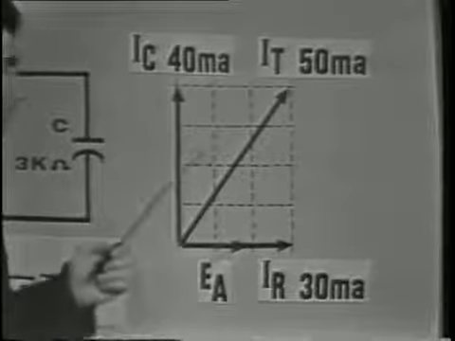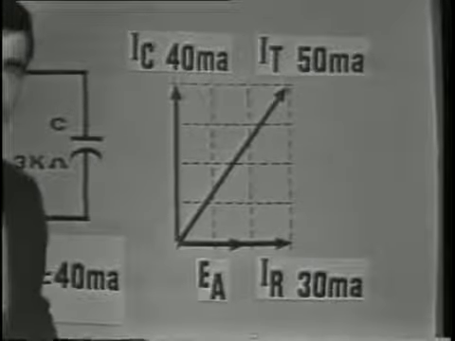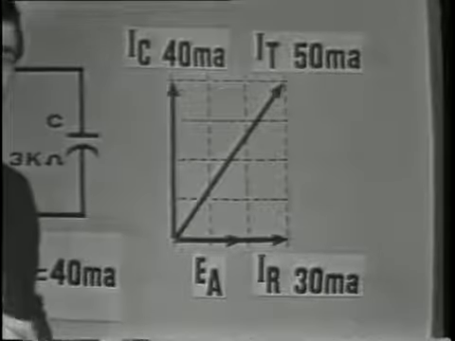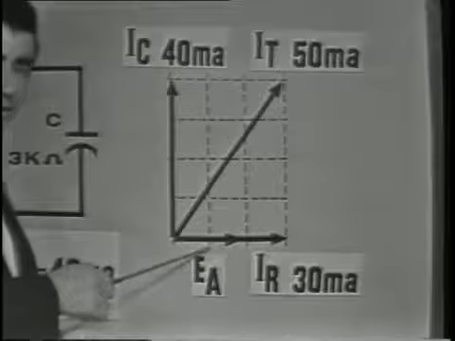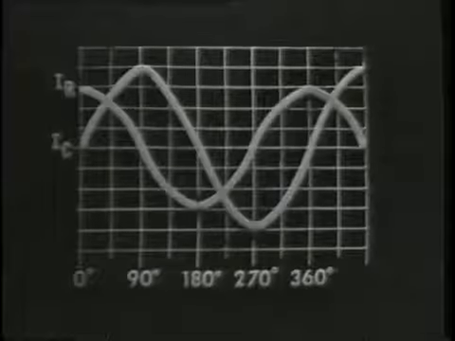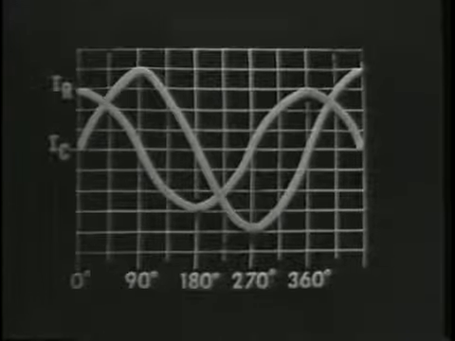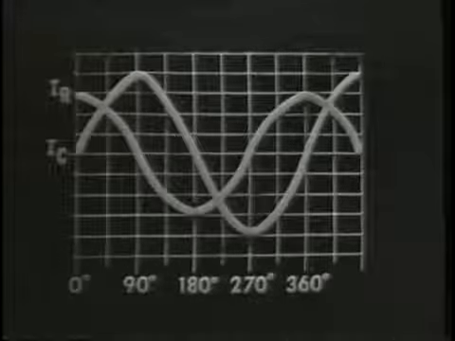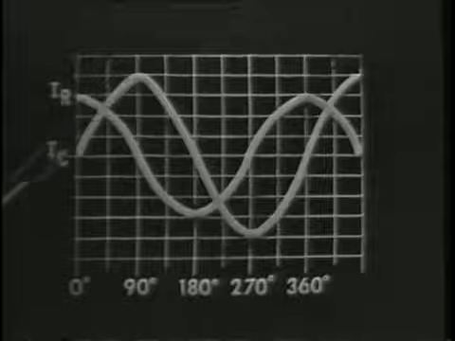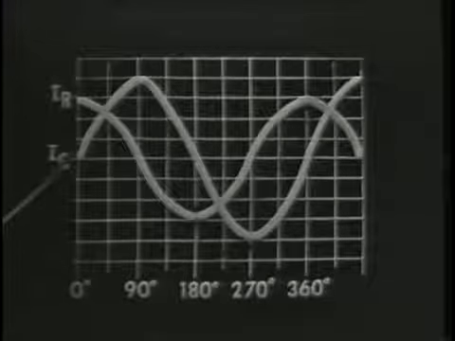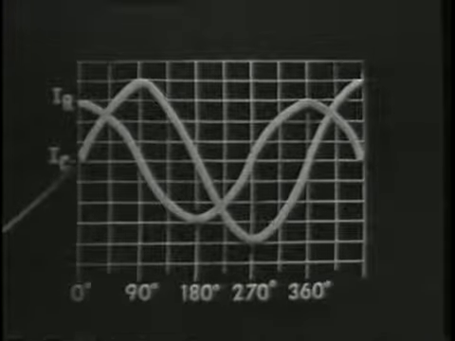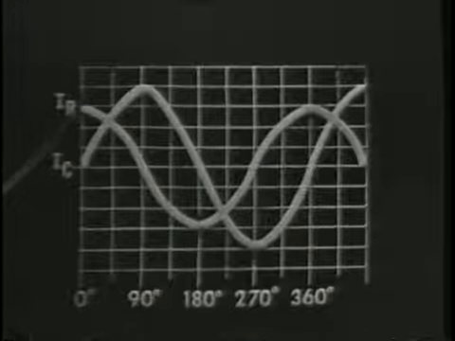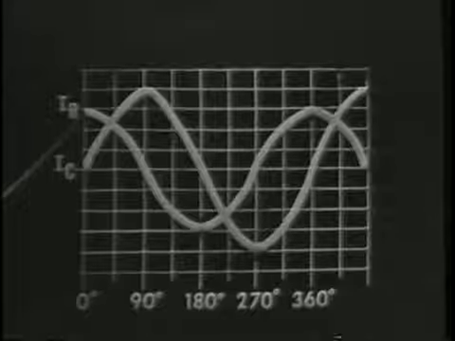Now the reason these two currents cannot be added together is because they don't occur at the same time. We know that IC and IR are 90 degrees apart. And if we plot the waveforms of these two currents, we will see that the sum, or the resultant current, will be greater than either of them, but less than the arithmetical sum. For example, at 0 degrees, IC is 0 and IR is 30 milliamps. So the current in the circuit would be 30 milliamps.